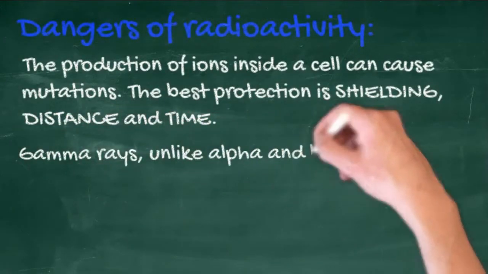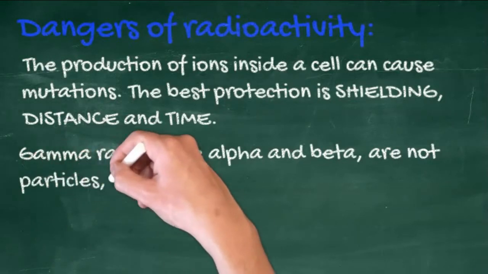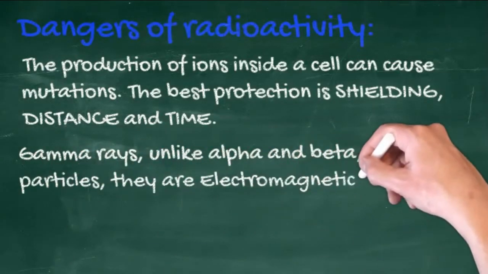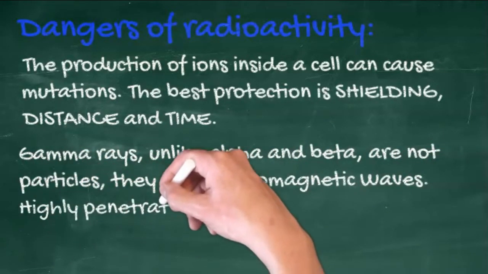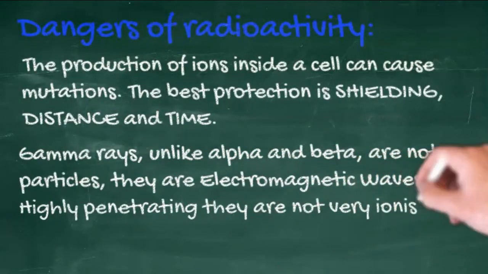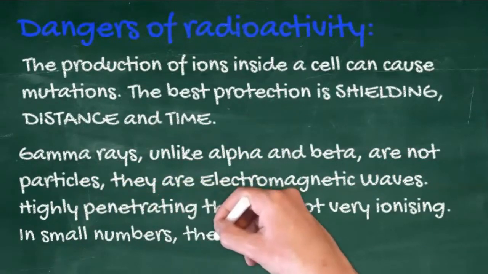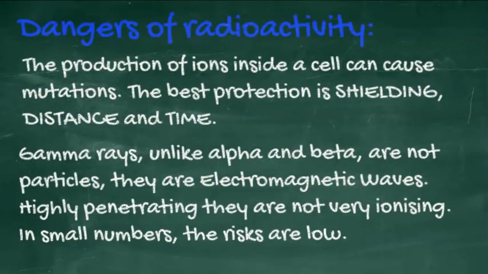Gamma rays, unlike alpha and beta, are not particles. They are electromagnetic waves. Highly penetrating, they are not very ionising. In small numbers, their risks are low.